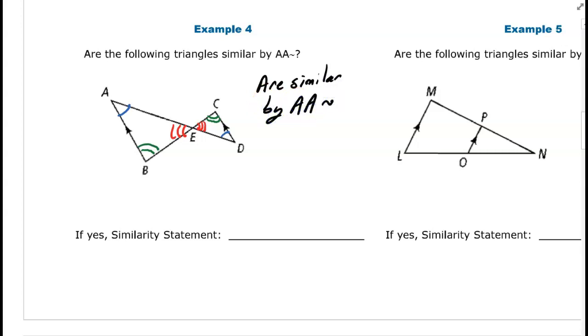Now let's put the letters in the correct order. If I said triangle ABE is similar to triangle, A matches up with D, so that's going to be the first letter. B matches up with C, and then E matches up with E.